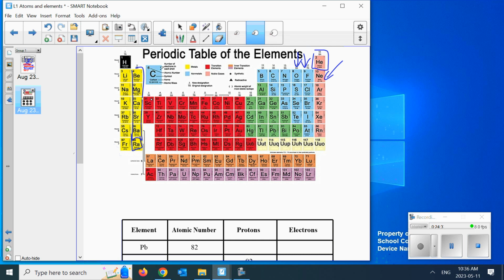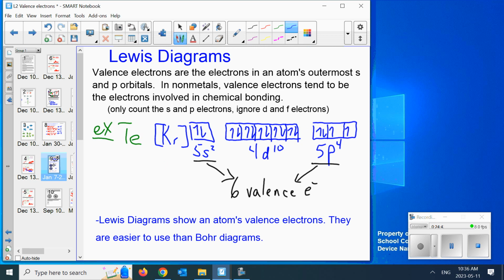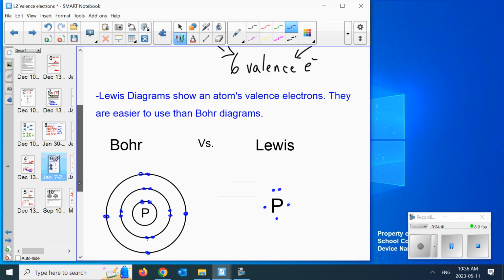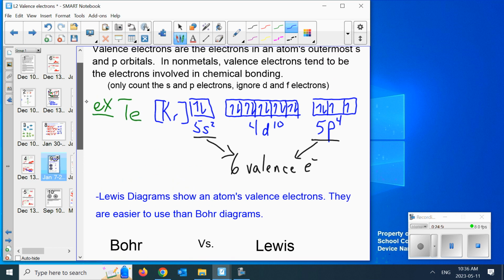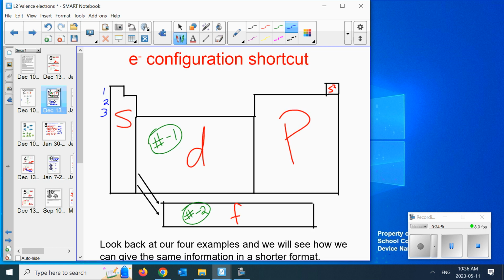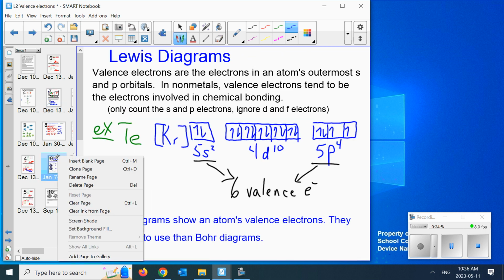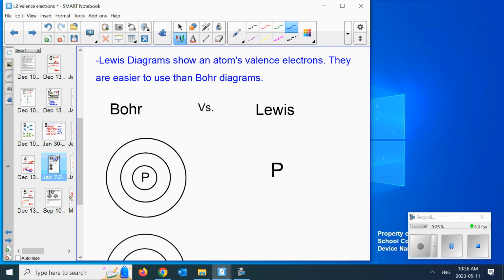So, getting back to the lesson at hand. Valence electrons are the ones that are involved with bonding. Lewis diagrams show an atom's valence electrons, and that's it. In chemistry we really don't care about the inner electrons when it comes to bonding. They're easier to use than Bohr diagrams, and we'll do it by example.